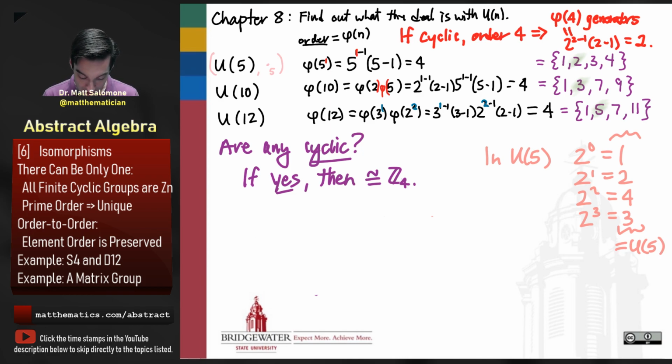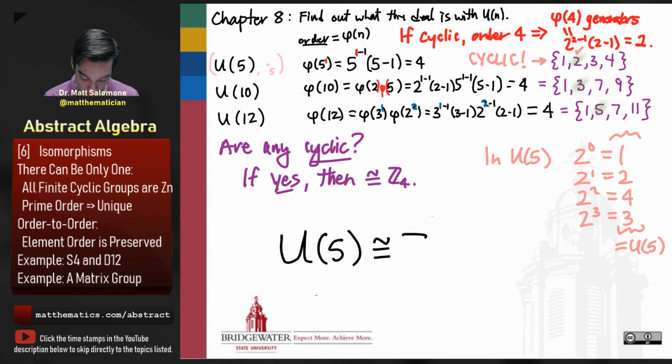So what that calculation shows me is that U5 is cyclic because 2 is a generator. And so the moral of that story is that U5 is isomorphic to Z4, according to the Highlander Theorem. Showing that it's cyclic and has order 4 implies by that theorem that it's isomorphic to the additive group of integers modulo 4, the order of that group. So U5 is isomorphic to Z4.